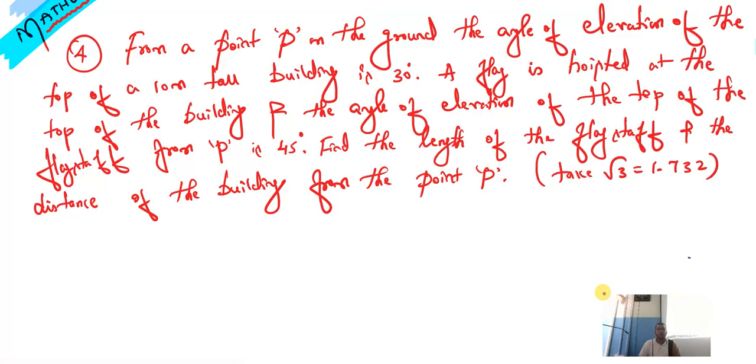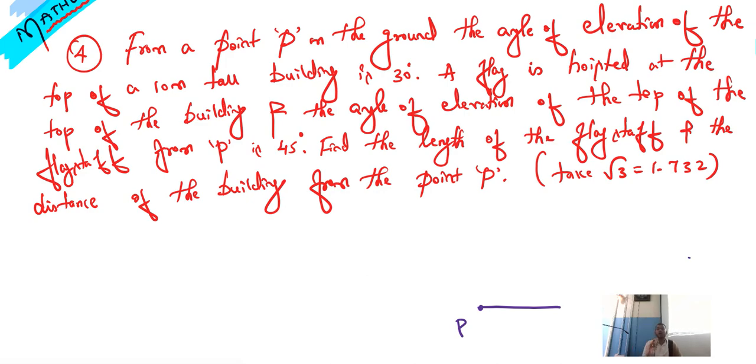Observe it. From a point P on the ground. So here I am going to take one point. Let me say this is a point P. It's on the ground. It means this is the ground. On the ground, on either the left side or right side, somewhere you take one point. From a point P on the ground, the angle of elevation of a 10-meter tall building is 30 degree. From this point P, angle of elevation is happening. We know that angle of elevation is nothing but the movement in the upward direction.